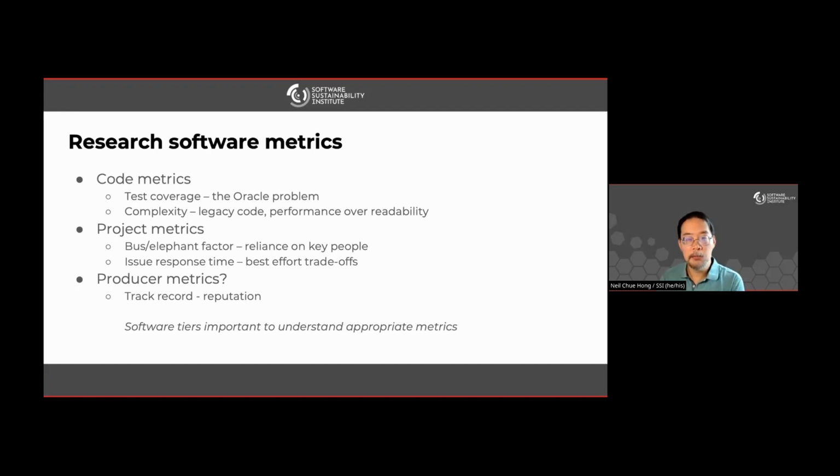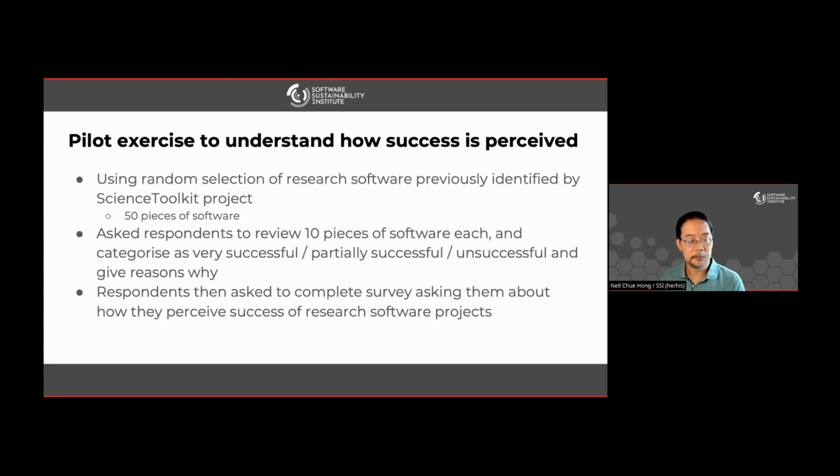Okay, so I'm now going to move on and talk a little bit about what's been going on in this area, and how this way of looking at research software quality and research software metrics applies to the way that people perceive software. One thing that we did at the Software Sustainability Institute a few years ago was try to do an exercise to understand how successful research software is perceived.